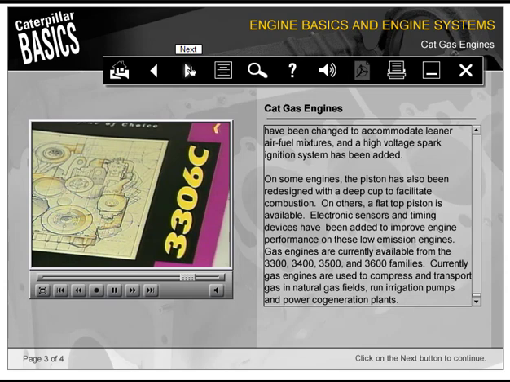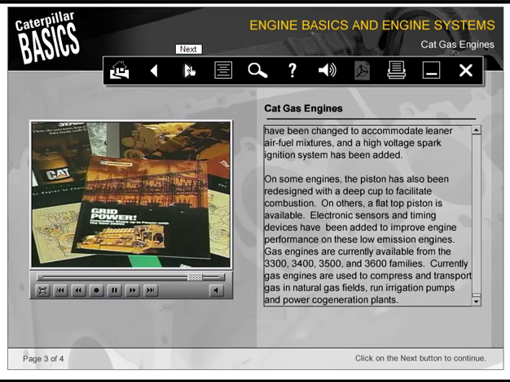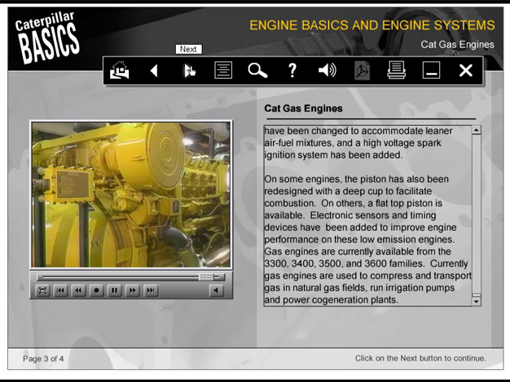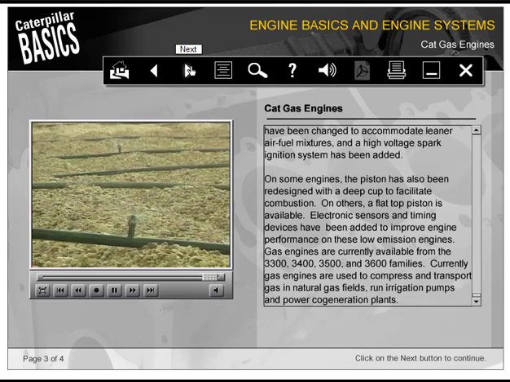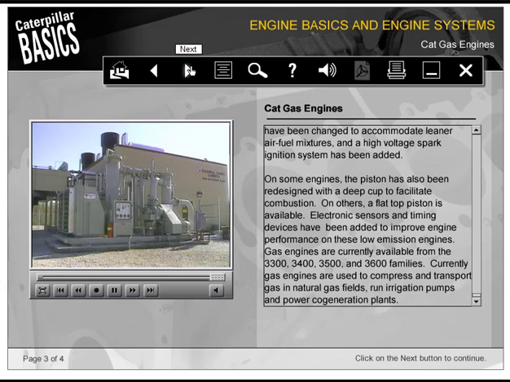Gas engines are currently available from the 3300, 3400, 3500, and 3600 families. Currently, gas engines are used to compress and transport gas in natural gas fields, run irrigation pumps, and power cogeneration plants.